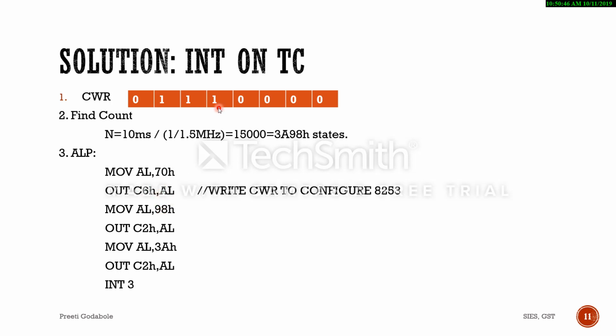Next is to load the value of the count. We have said we are going to load it by loading LSB first and then MSB. So the LSB of the count is 98, which is to be loaded on counter 1. Counter 1 address is C2, and then we load the MSB 3A onto the same counter C2. So by writing and executing this ALP, we are setting 8253 in mode 0, where an interrupt pulse is generated. Once the value of the count, 3A98, is loaded onto counter 1 and we execute this program, the 8253 will be configured in mode 0, wherein an interrupt signal is going to be generated after the countdown process reaches 0.